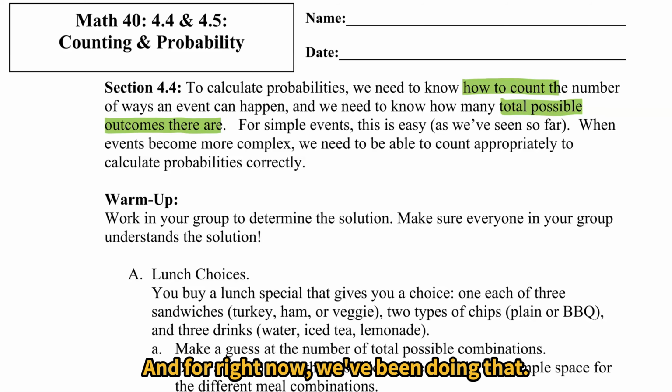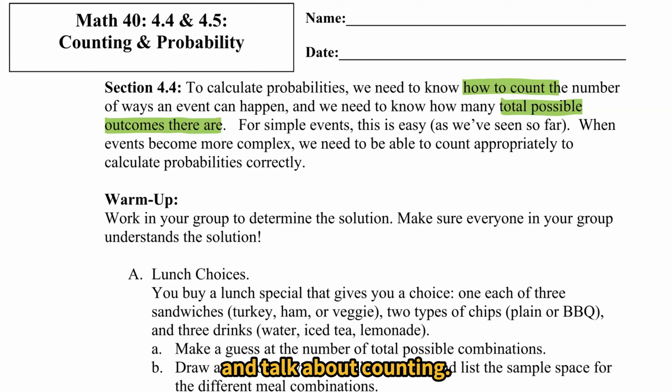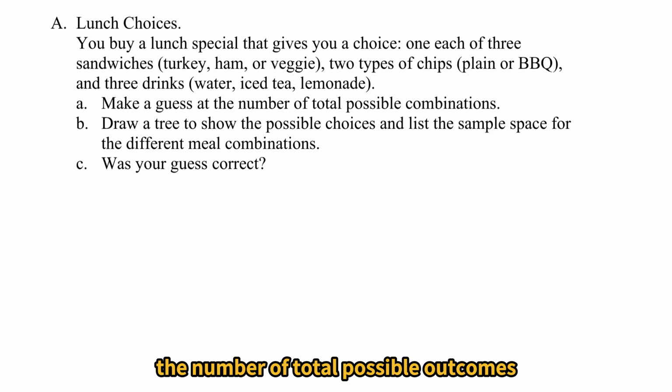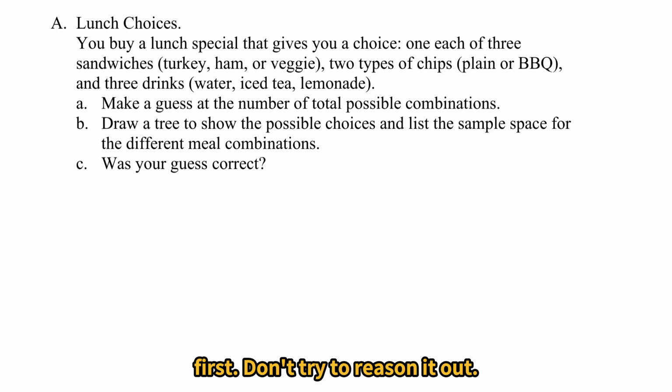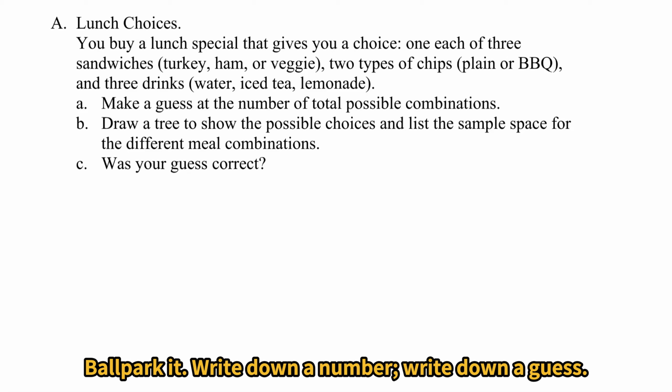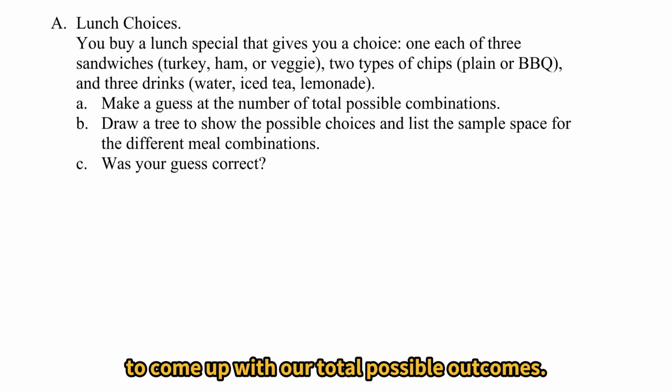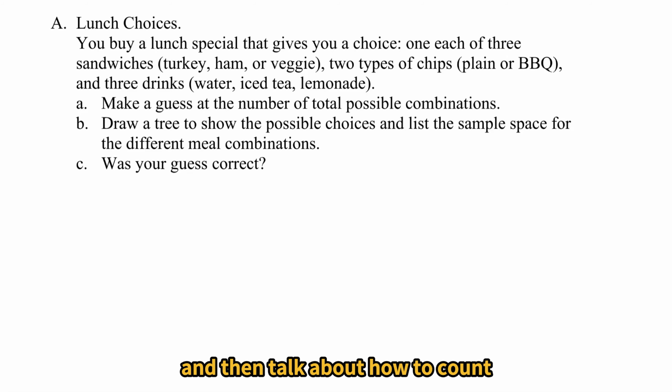And for right now, we've been doing that, but our events have been pretty simple. Now let's get a little more complex and talk about counting. Let's try this example, and I want you to guess the number of total possible outcomes first. Don't try to reason it out, ballpark it. Write down a number, write down a guess. And then draw a tree diagram, and we'll use the tree diagram to come up with our total possible outcomes, and then talk about how to count, but without drawing that tree diagram.